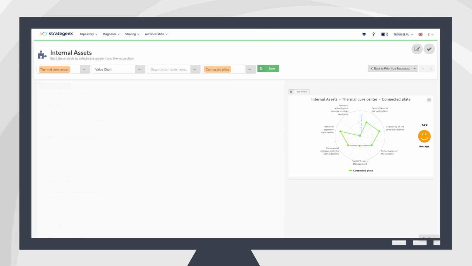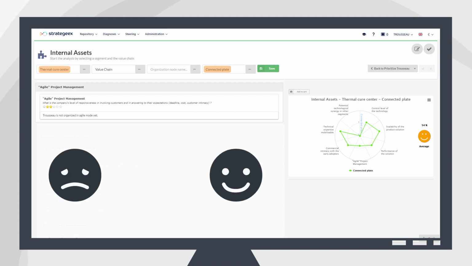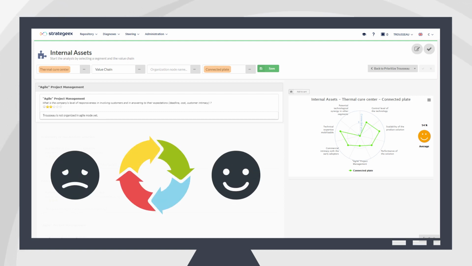The fourth criterion concerns the agility your company is capable of during the development of the project, ability to respond to customer expectations, responsiveness to their remarks. In our example, we have put 2 stars because we still have a limited reactivity.